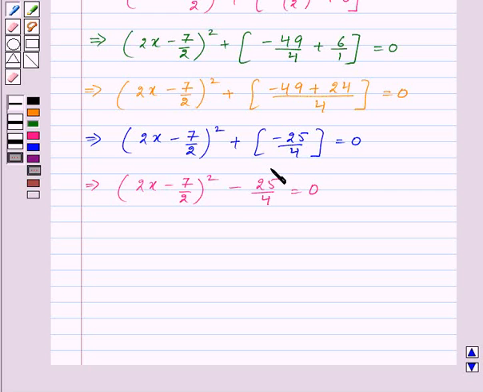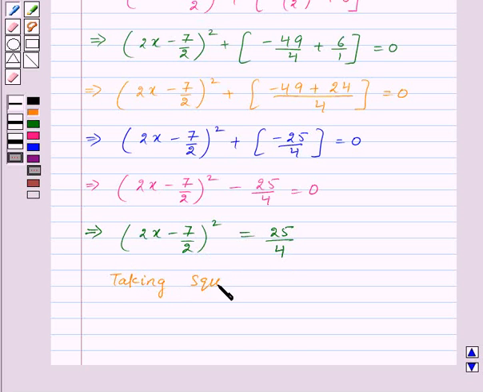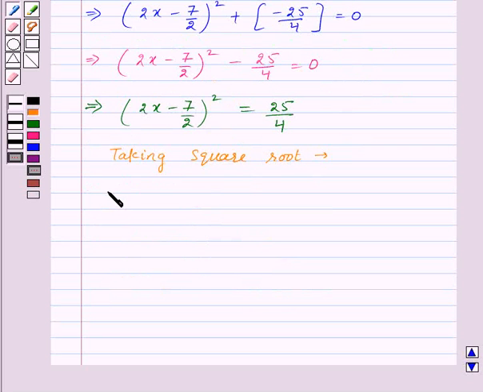Now let's transpose 25 upon 4 to the RHS. So we get 2x minus 7 upon 2 whole square is equal to 25 upon 4. Now let's take square root on both the sides. So taking square root, we get 2x minus 7 upon 2 is equal to plus minus 5 upon 2.